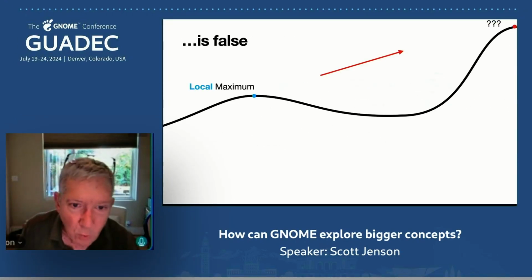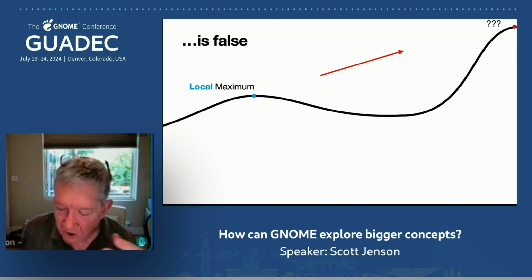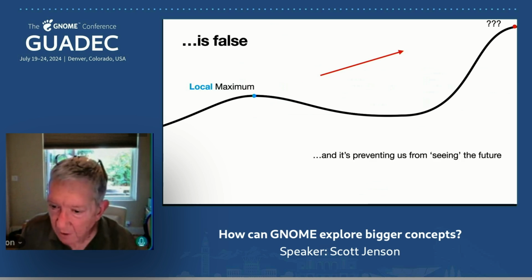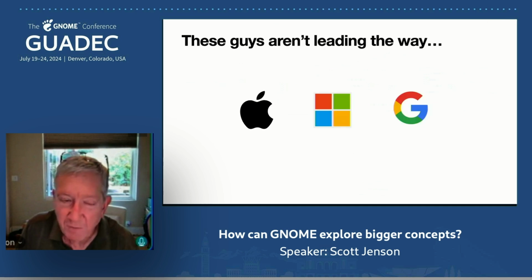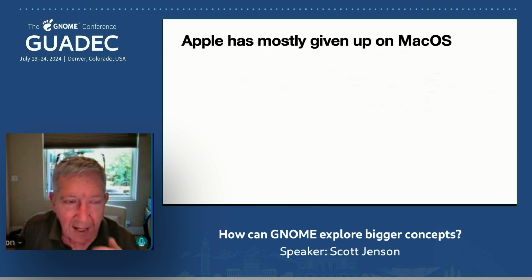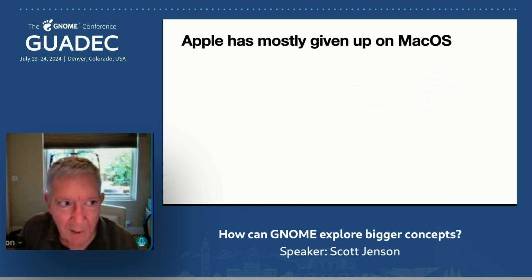I actually think that we're at a local maximum, and there's something much, much better for us to target towards. And it's just hard for us to kind of see the future. This belief that we are at a maximum is preventing us from seeing the future. And as I said before, these guys are not exactly leading the way. They're making an awful lot of mistakes right now. And I think it's important for us to kind of talk briefly about that.